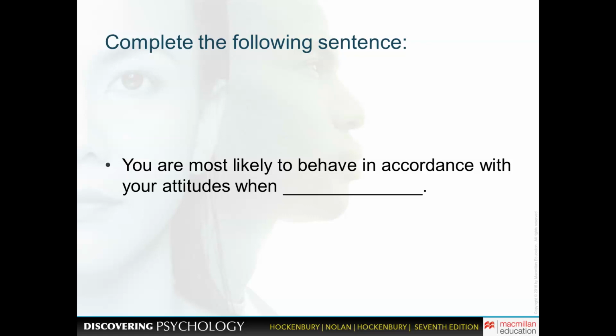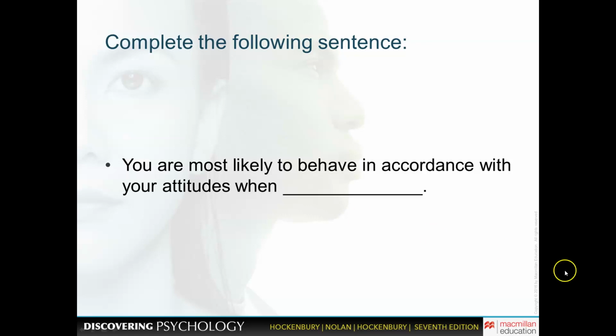Okay, welcome back. So, some of the answers that we came up with here: basically, you're most likely to behave in accordance with your attitudes when, first of all, we anticipate a favorable outcome or response from others for behaving that way. Okay, another answer is basically our attitudes are extreme or are frequently expressed. So we tend to behave in accordance with our attitudes when those attitudes are extreme or expressed very frequently.